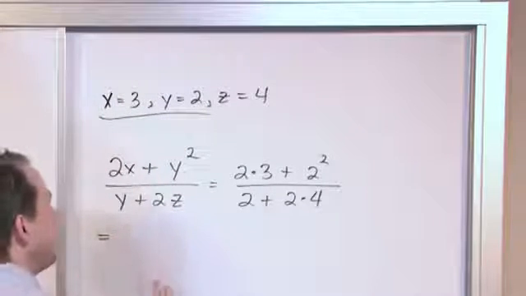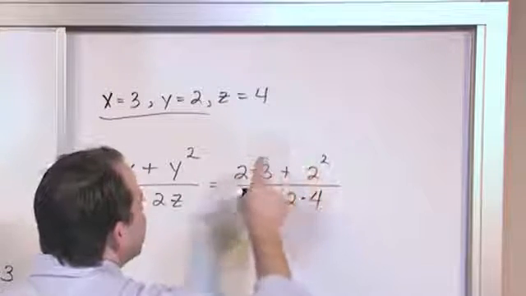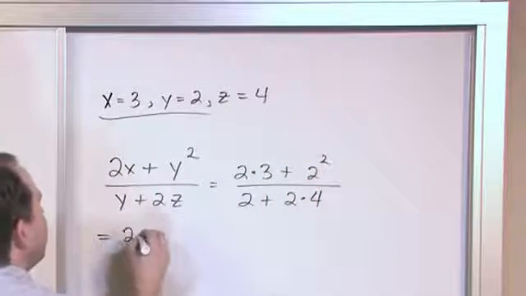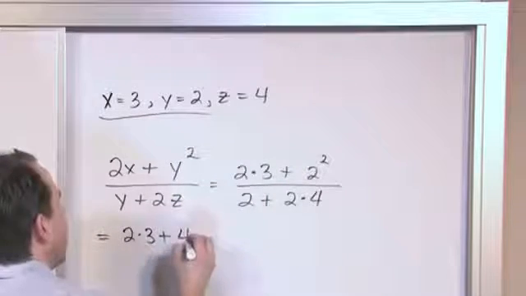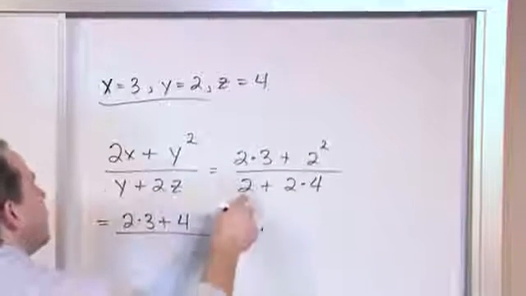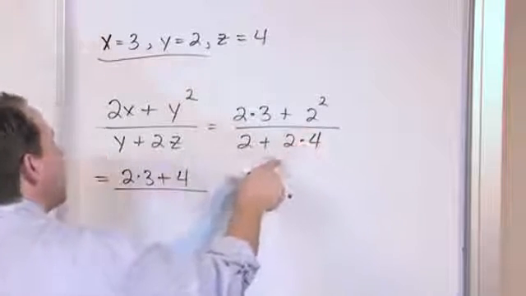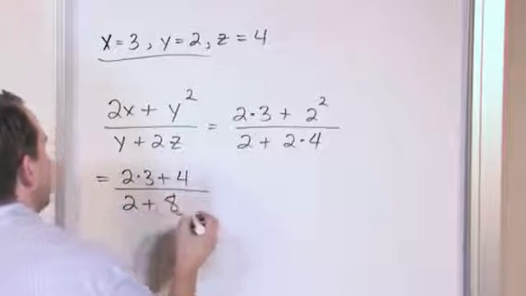So in the top, what do I need to do? Well, the most important thing in the top is the exponent, which is highest on the list, so I need to do that first. 2 times 3 plus 2 squared, 2 times 2 is 4. Keep your fraction. On the bottom, what is most important? Well, multiplication comes before addition, so let's do that first. 2 times 4 is 8.